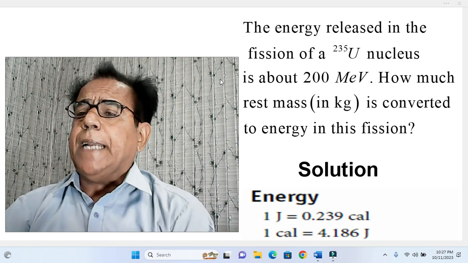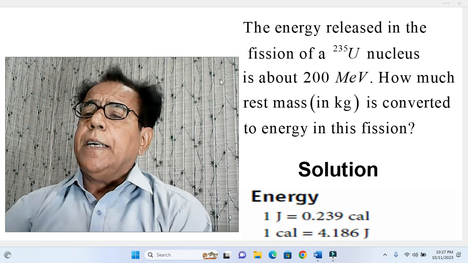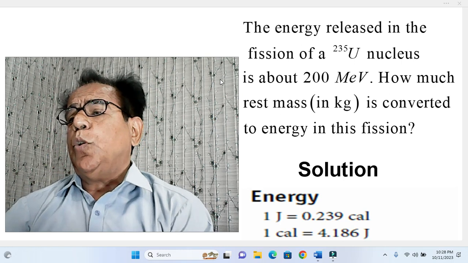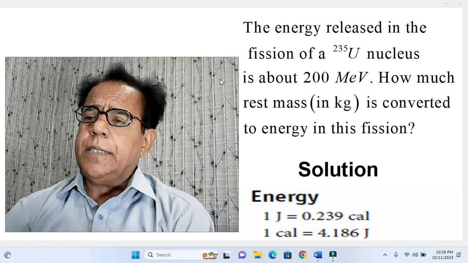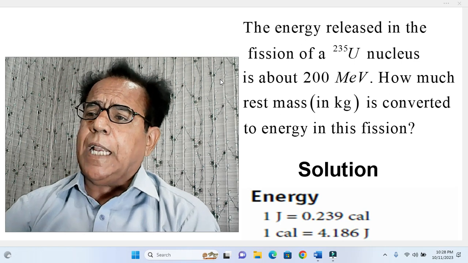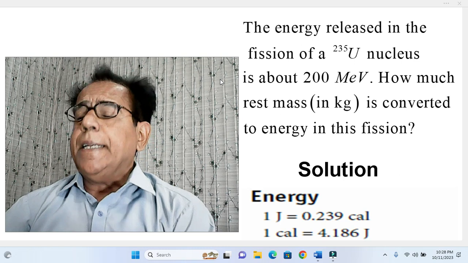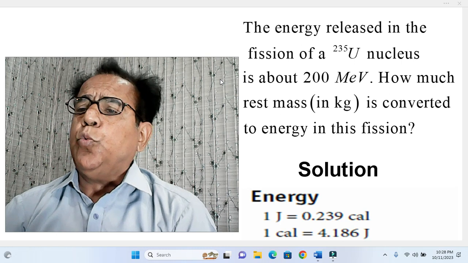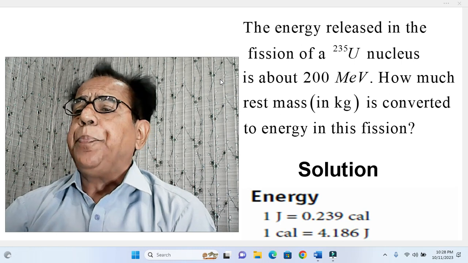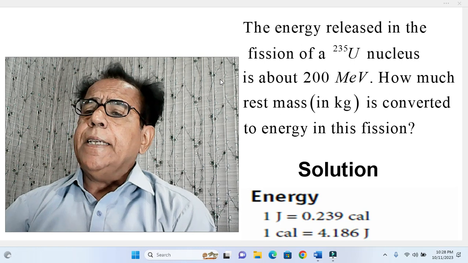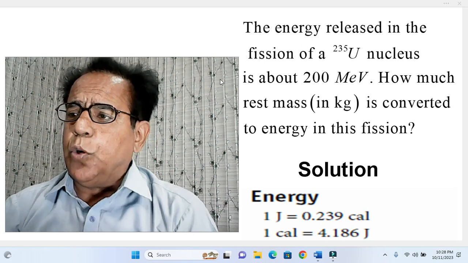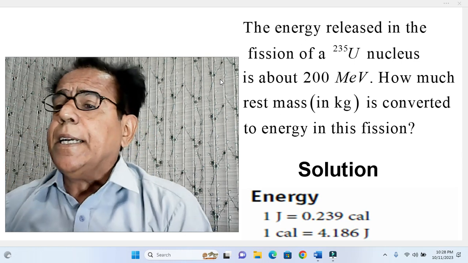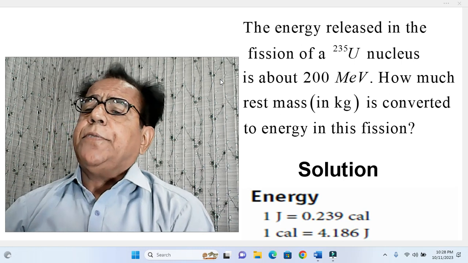Million meaning 10 to the power 6. If we convert it in electron volt, then it will become 200 with 6 more zeros, that is 2 with 8 zeros electron volt. The energy released in the fission of a uranium 235 nucleus is about 200 million electron volt, or 2 with 8 zeros electron volt. How much rest mass in kilogram is converted to energy in this fission?